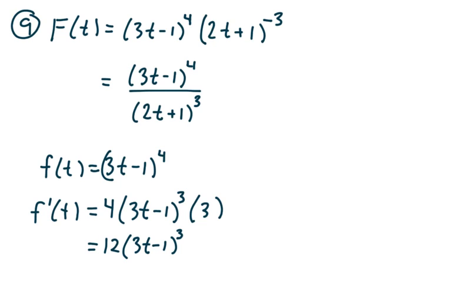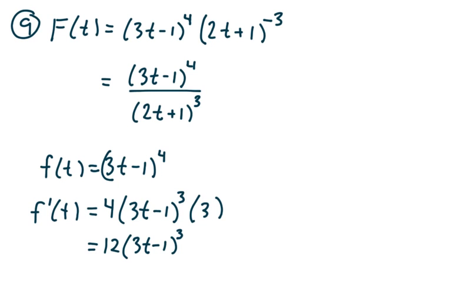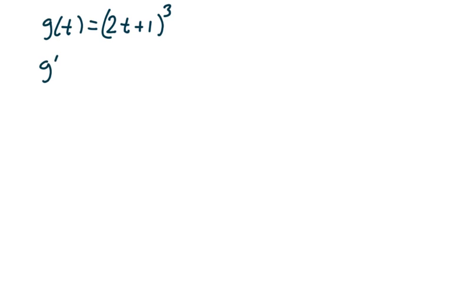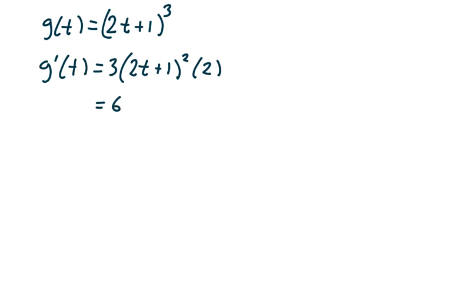All right? Now, my g of t is equal to 2t plus 1 to the third. Double checking? For sure. Now, g prime of t is 3 times 2t plus 1 to the second times 2, which is 6 times 2t plus 1 to the second. Now, we did all the hard work, okay?